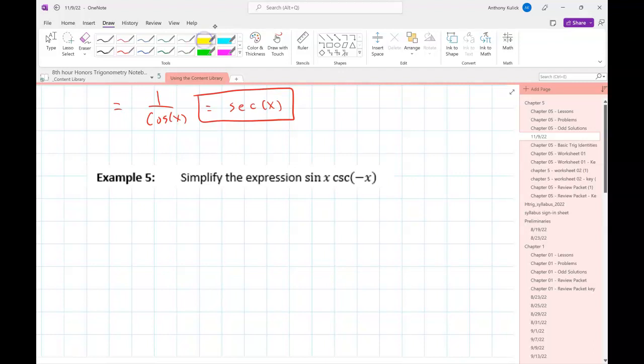The first order of business is my variables are different. One of them's x and the other's negative x. I need to get those to be the same variable because I won't be able to combine any like terms at any point until those are the same variable. So I'm going to use the odd-even identity for cosecant. Exactly right. Everybody's good with that?